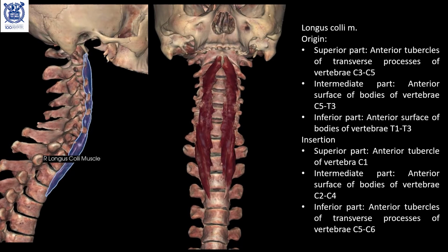The superior oblique portion arises from the anterior tubercle of the transverse process of the third, fourth, and fifth cervical vertebrae and ascends obliquely with a medial inclination. It is inserted by a narrow tendon into the tubercle on the anterior arch of the atlas. The intermediate vertical portion arises below from the front of the bodies of the upper three thoracic and lower three cervical vertebrae and is inserted into the front of the bodies of the second, third, and fourth cervical vertebrae.